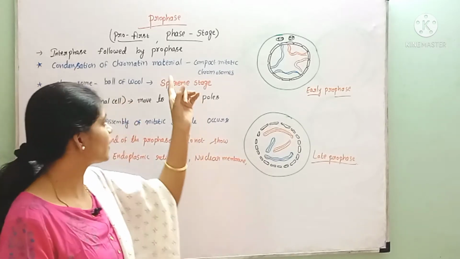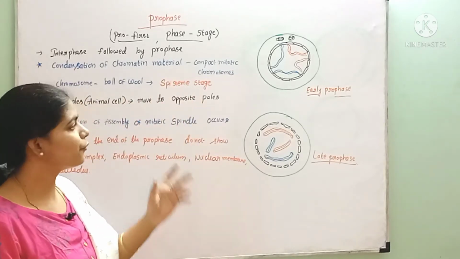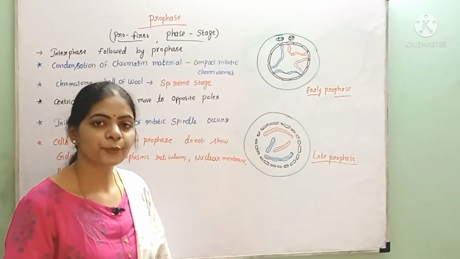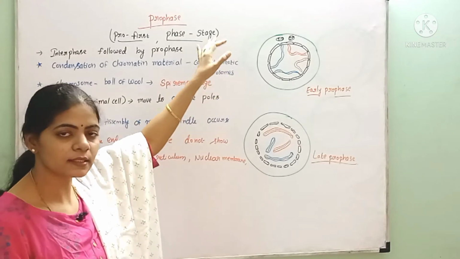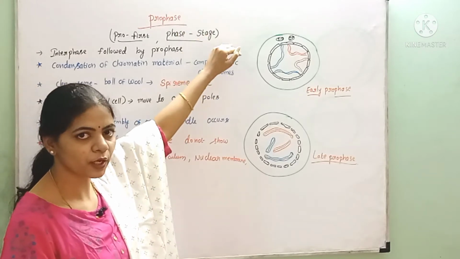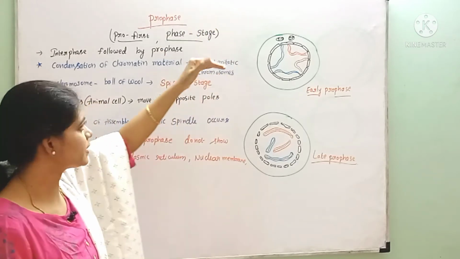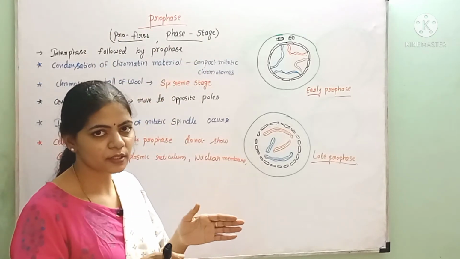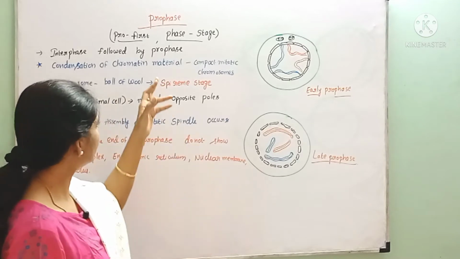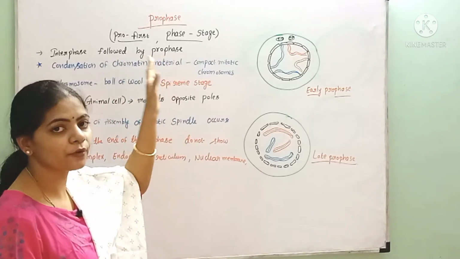In that, the first phase is the prophase. So, what is meant by prophase? Pro means first and phase means stage. Because this is the first phase, we are calling it prophase. And here, interphase is followed by mitosis or M phase. In that, the first phase is the prophase.